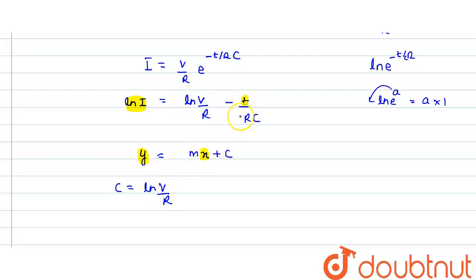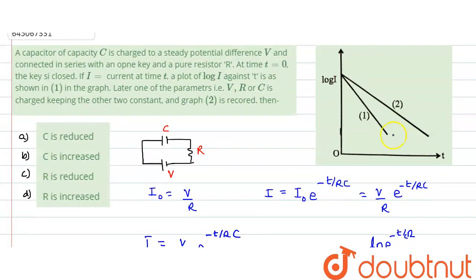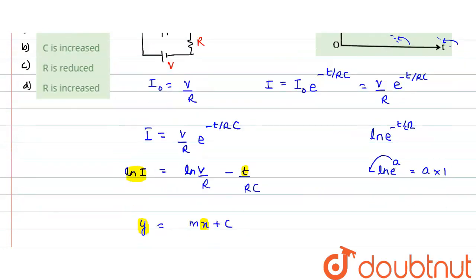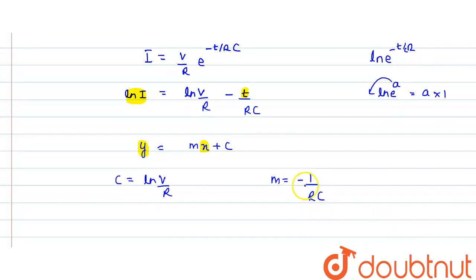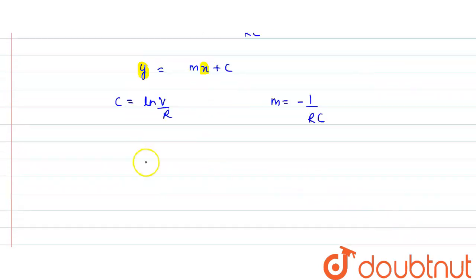Now if we compare this expression with our slope, the slope is minus 1 divided by RC, and from the graph itself we can conclude that the slope would be negative. Why? Because the angle here would be obtuse, greater than 90 degrees. So this is basically a negative slope. Now if we take the mod of our slope, it would be equal to 1 divided by RC.